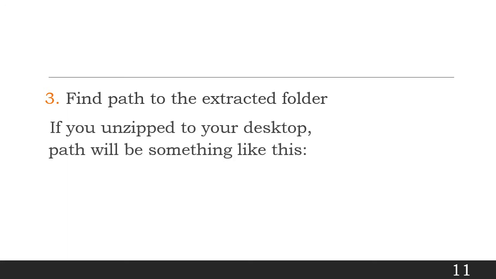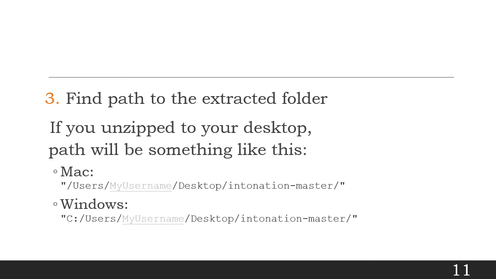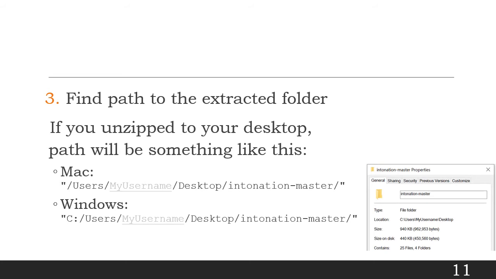The next step is to find the path to that extracted folder you just made. If you unzipped the folder to your desktop, then the path will be something like this. On Mac, Users, and then insert your new username in the gray part, Desktop, intonation master. For Windows, it's almost the same, but there's C: in the beginning. If you need help finding what your username is, for example, on Windows, you can right-click the folder, go to Properties, and then Location is the part where you can copy to find your username.